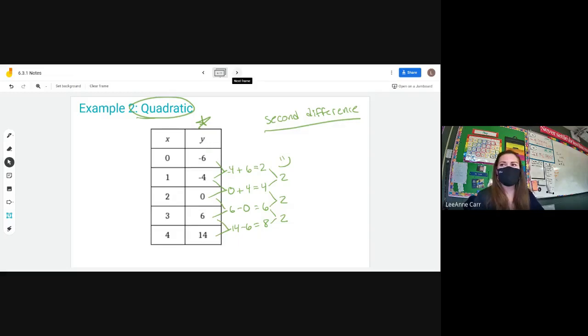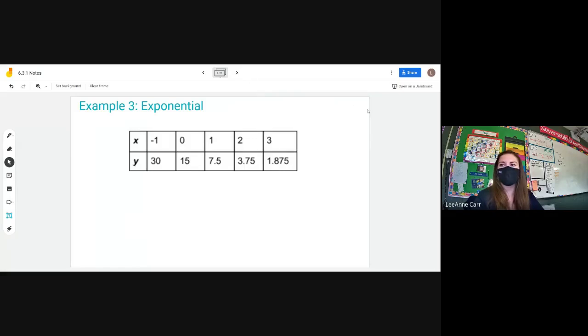All right, last but certainly not least, we have an exponential example. Now, an exponential example is going to be where we're looking for a common ratio. So let me write that down so we remember: common ratio. So this time, instead of subtracting, we are going to divide, which means that I'm going to divide each term by the previous one. So here, 15 divided by 30 would give me 0.5.